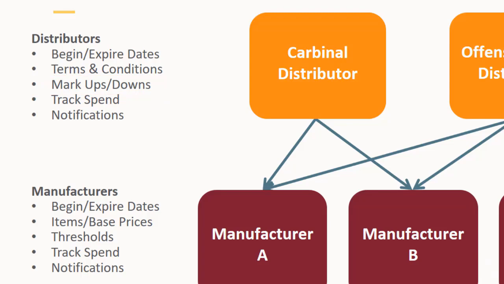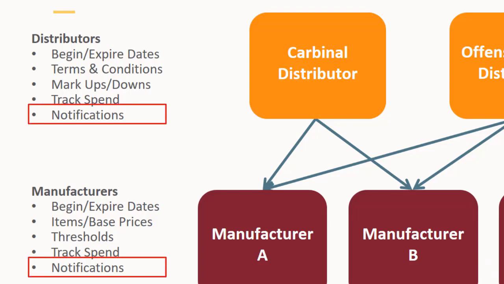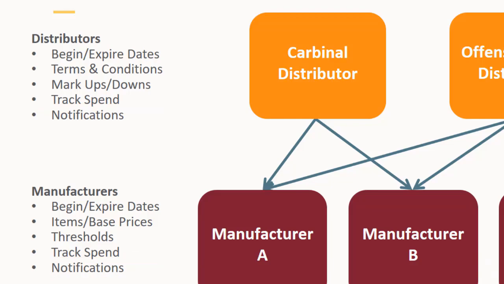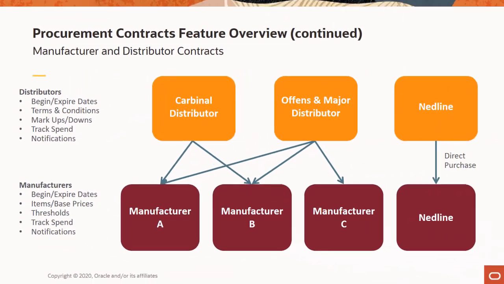Using our flexible pricing feature, you can establish markups by business unit, ship to, or contract domain. You can also associate a distributor contract with service level agreements. Spend tracking is available at the manufacturer and distributor level, along with contract and non-contract analysis. Lastly, notifications can be triggered based on renewal or expiration dates for both distributor and manufacturer contracts.